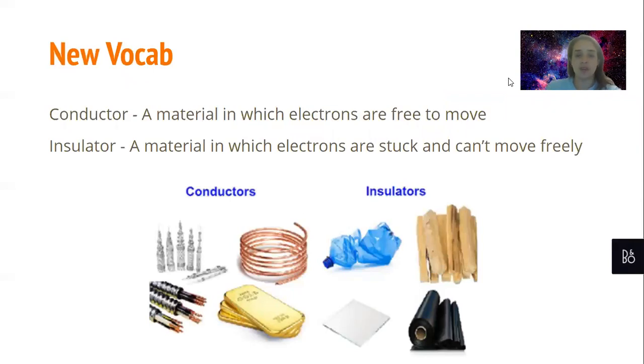Before we move on to watching this video I mentioned, I wanted to discuss a few vocab words that you probably have heard of before, but I just wanted to make sure that we understood what they are. The first two vocab words are conductor and insulator. This refers to materials. A conductor is a material in which electrons are able to flow freely, and an insulator is a material in which electrons are stuck and not able to move. In front of us, we see a few examples of that.